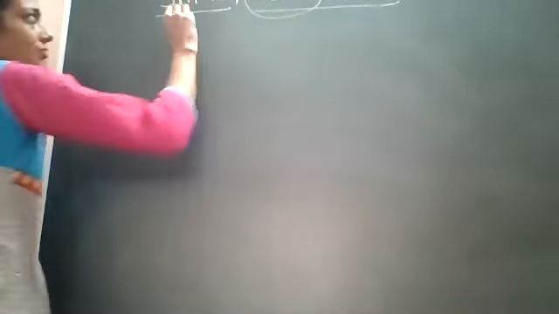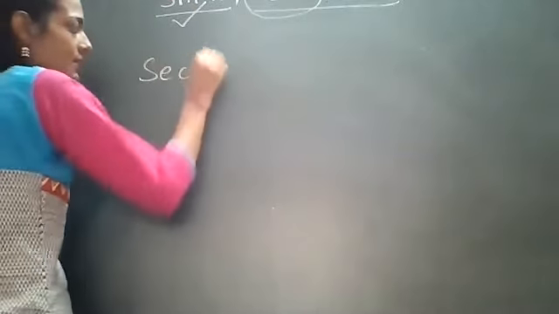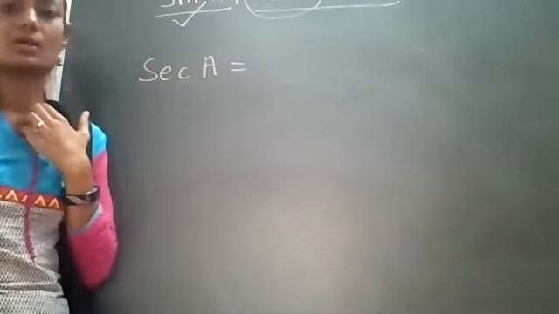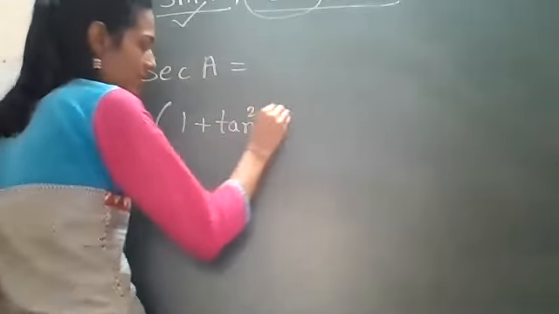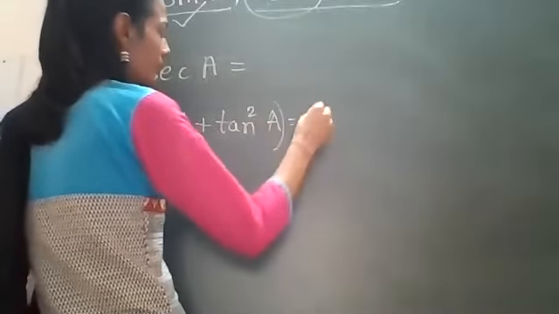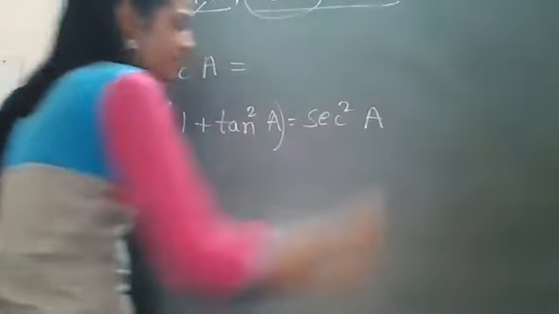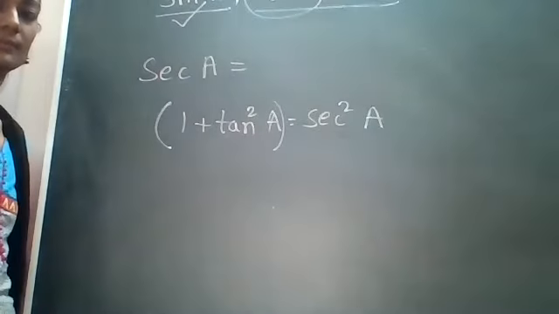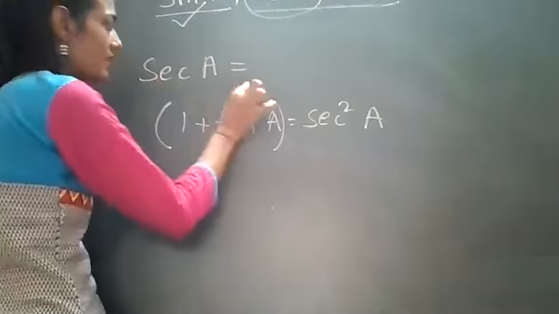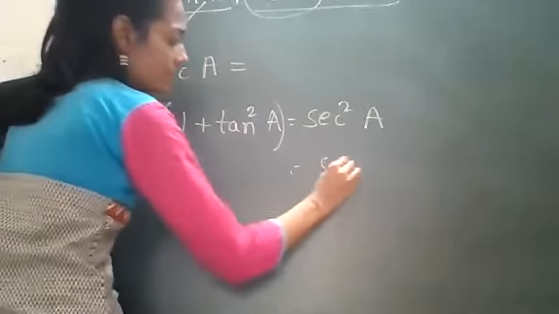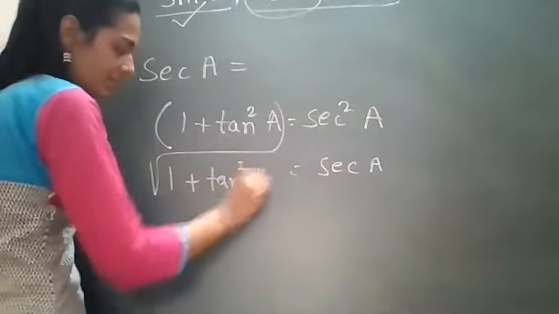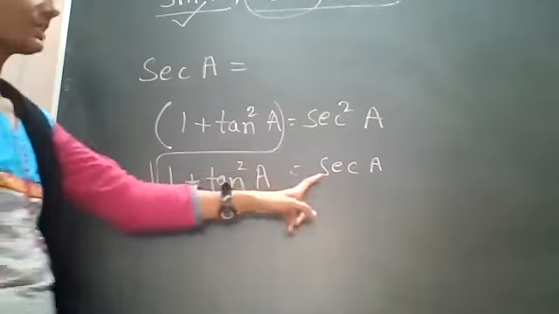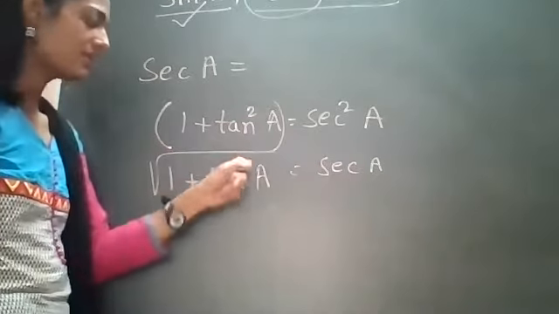Now, second we have to find out the sec A. Sine A we have completed. Now we are going to find out the sec A. Now, sec A is equal to what? We have seen that 1 plus tan square A is equal to sec square A, right? Yes, ma'am. Okay, so instead of sec A, I can write what? So sec A will become what? Under root of 1 plus tan square A, right? Instead of sec A, I can write under root of 1 plus tan square A.